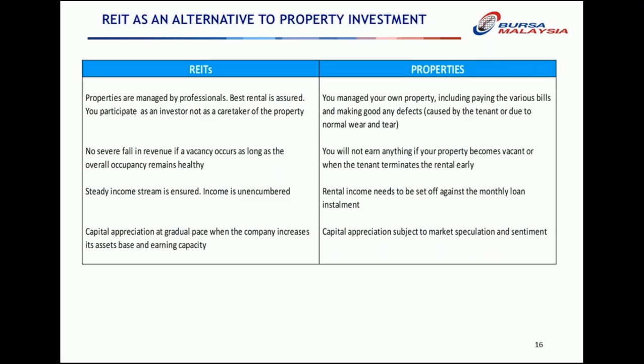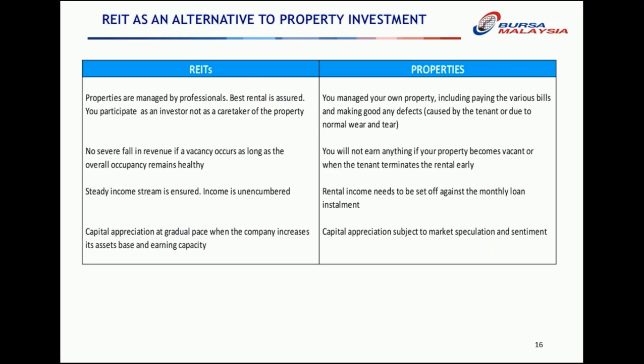But if you are renting out a property, you will not earn anything if your property becomes vacant, as simple as that. So in that period where you are finding another tenant, you have to pay the full amount of the interest payment yourself. The other thing about REITs is that a steady income stream is assured, and the income is unencumbered. Whereas in properties, rental income needs to be set off against the monthly loan installment.